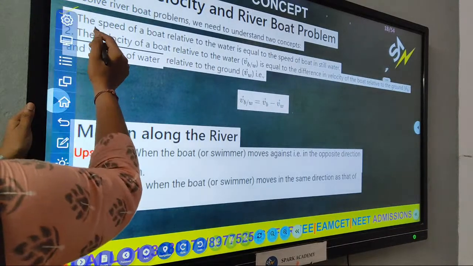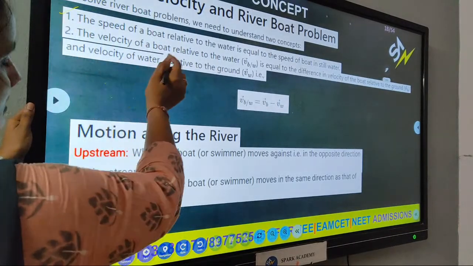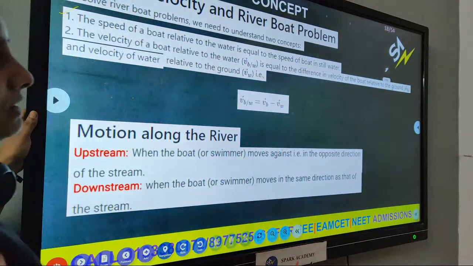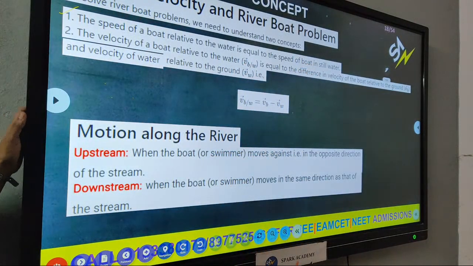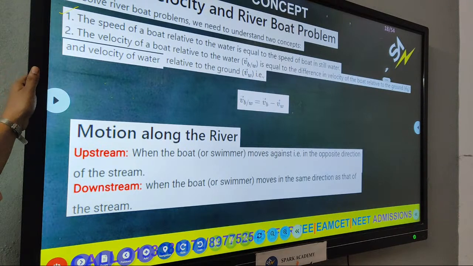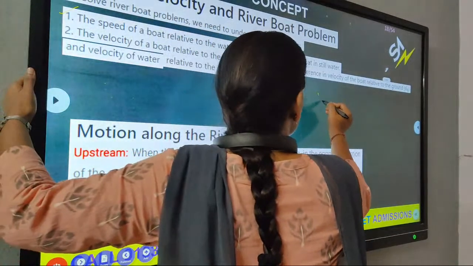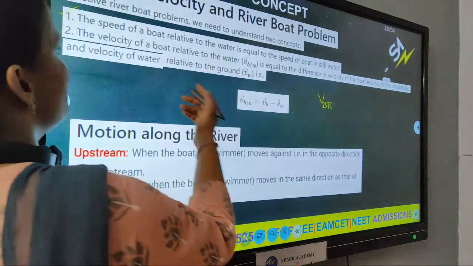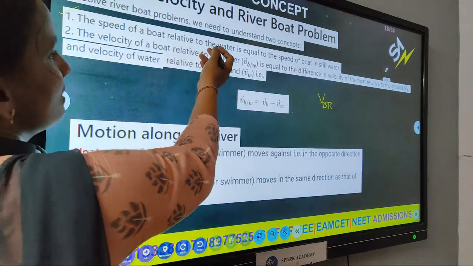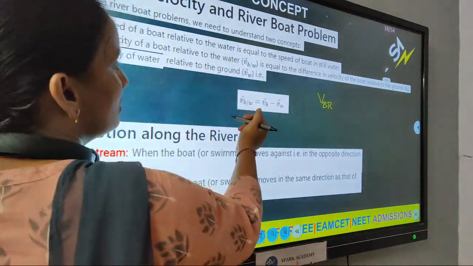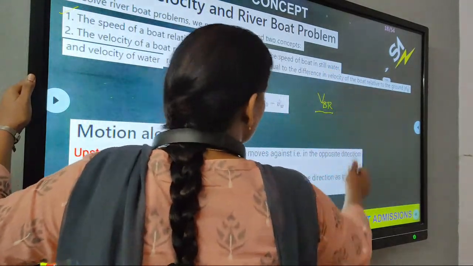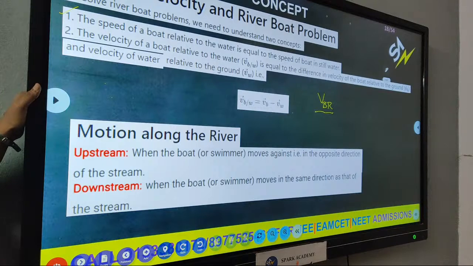The first point is the speed of the boat relative to the water is equal to the speed of the boat in still water. Means in the question, if we are given the speed of the boat in still water, that is the speed of the boat with respect to the river flow, or it can be given as the speed of the boat relative to the water. If they give the speed of the boat in still water, we need to consider it as the relative velocity.